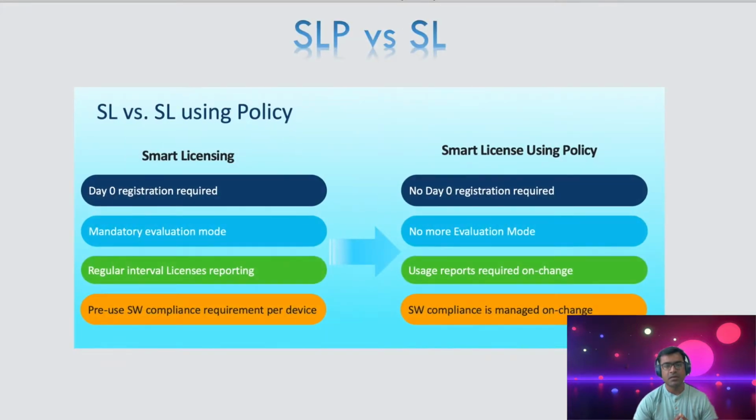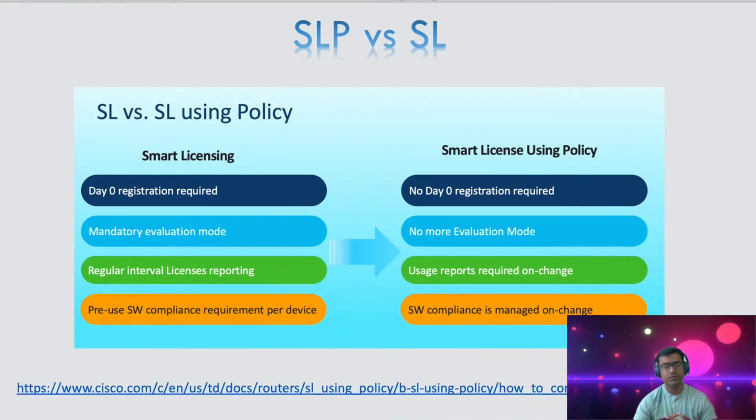Then in the agenda, we have SLP versus SL. SL is the earlier framework before 17.3.2. SLP is 17.3.2 onwards. Smart licensing, on my left side: day zero registration required. Using policy: no registration required. You can just upload a report. Mandatory eval mode: it always starts with eval mode, 60 days, and then you start consuming license.